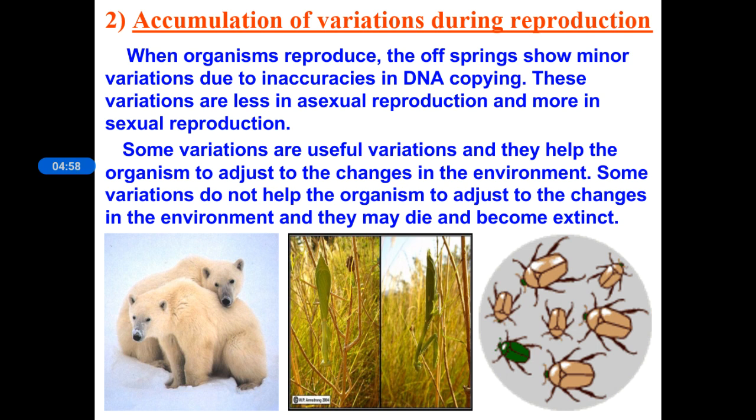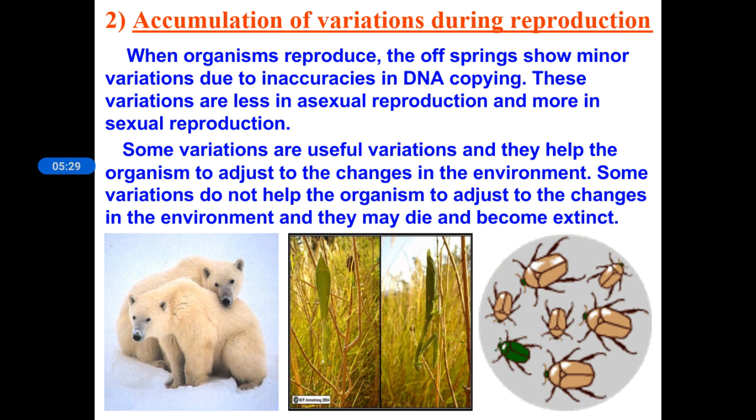So the offsprings will have a combination of DNA from father and mother. So while this DNA copying occurs, there can be inaccuracies in DNA copying. Due to this inaccuracy while copying the DNA, it leads to variation. That is why there can be changes or variation seen. So this is more in the case of sexual reproduction compared to asexual reproduction.